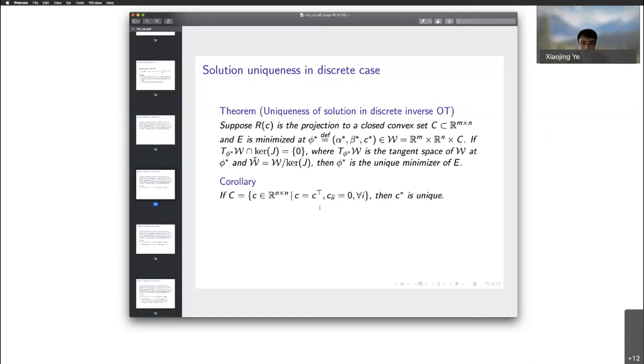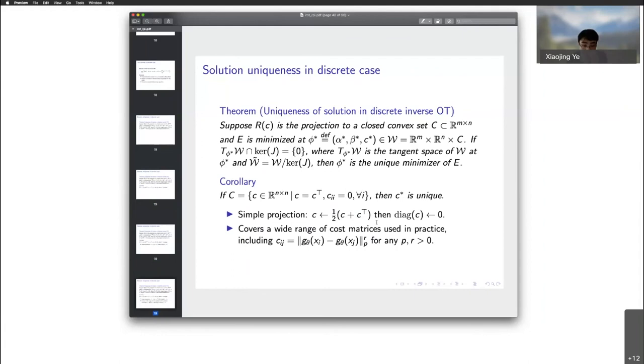Right? So in this case, when you find the minimizing equivalent cost, it's very easy to narrow down which one of the costs is actually the solution. You can narrow down to the unique one. And doing this requires a projection to this space, as we'll see later. The projection is just this: if you get a C, you just add its transpose and divide by two, and then you get this C, which does not necessarily have a zero diagonal. You just set the diagonal to zero, and then the projection is done. So it's a very simple and cheap projection to perform. And also, it covers a lot of different choices of the cost matrix.